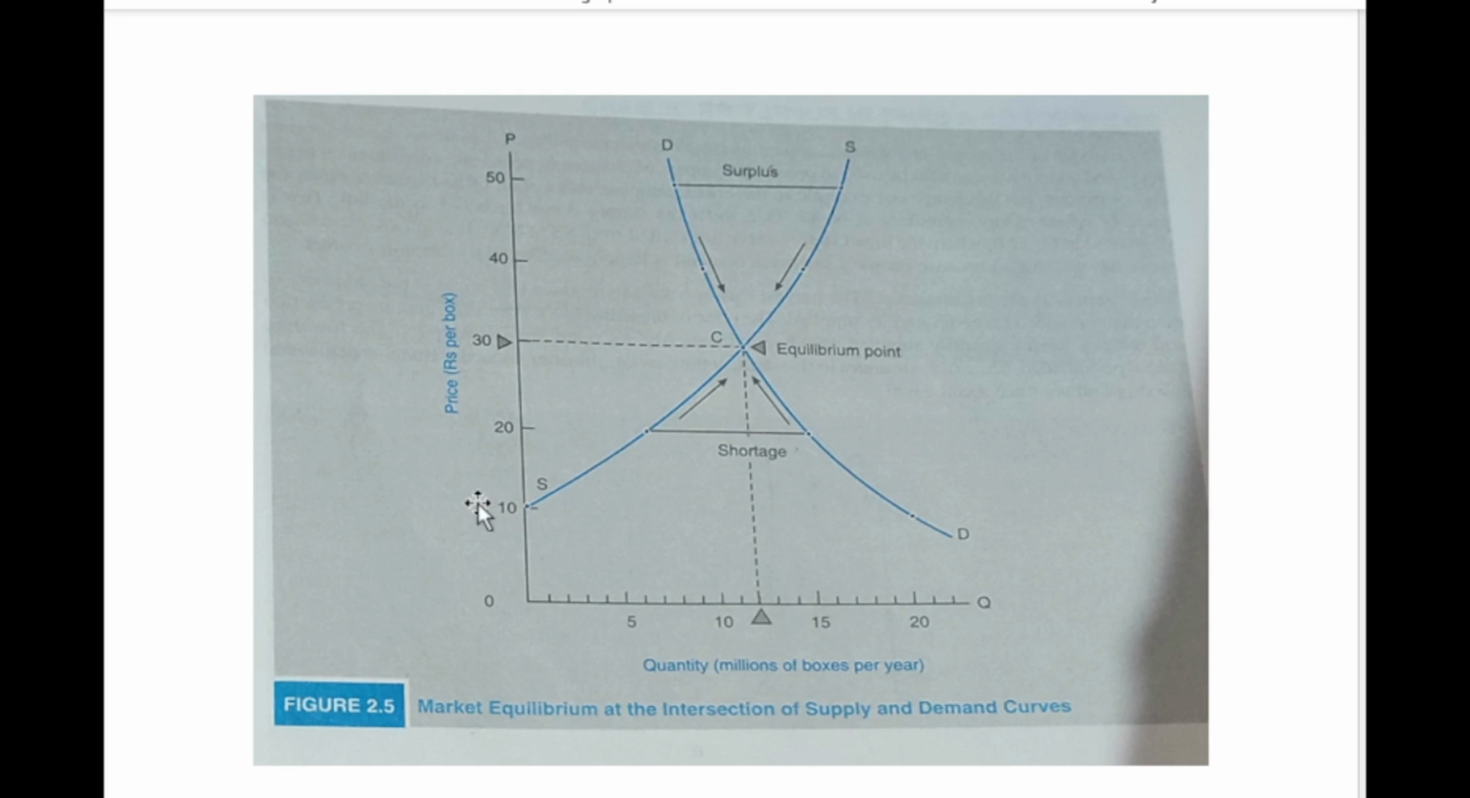So if we keep the price at rupees 10, then there is a shortage.